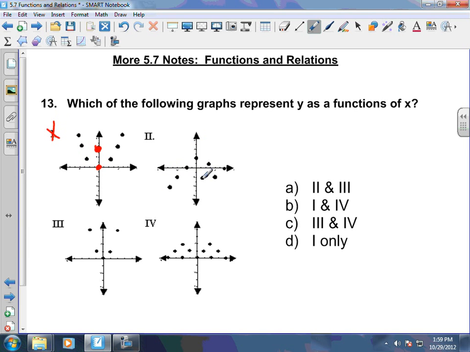What about number 2? Do I have any dots stacked on top of each other? No. So that is a function. Number 3. Do I have any dots stacked on top of each other? No. That is a function. Number 4, do I have any dots stacked on top of each other? Not a function, because x is the same. X for this, -2, y is 0; -2, y is 2. I cannot have two answers for my x. So the answer is A, 2 and 3.